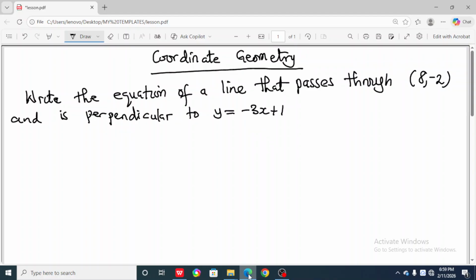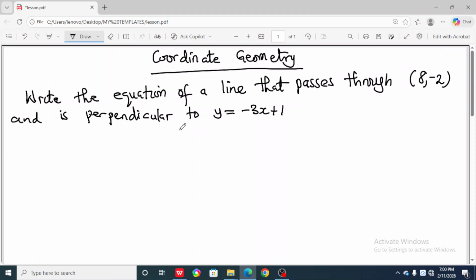I want us to consider the problem on coordinate geometry. The question asks us to write the equation of a line that passes through the point (8, -2), and the line is perpendicular to this line, which is the equation of a straight line. So we are asked to find the line that is perpendicular to this.